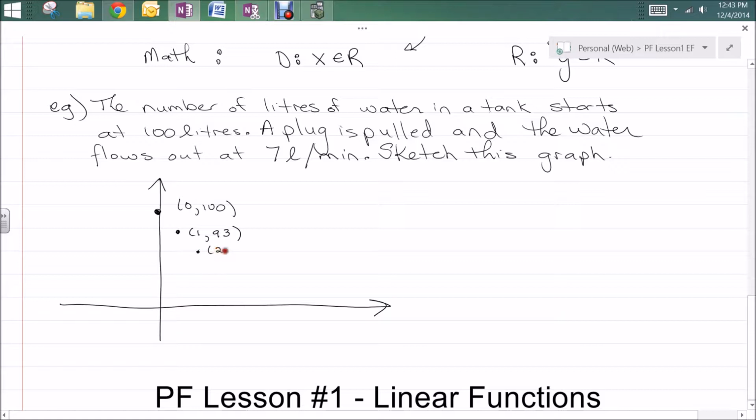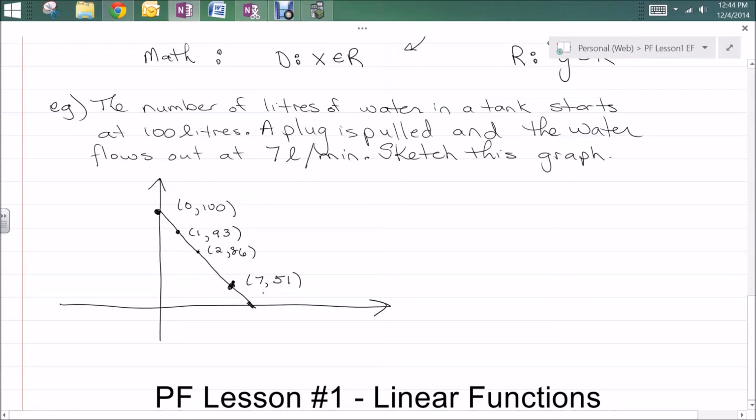And I can go at 2 minutes, and there'd be 7 less, so there'd be 86 liters of water in the tank. And so on and so forth. I can go at 7 minutes, and I'm just randomly choosing points. And if I did the math, there'd be 51 liters of water in the tank. And so on and so forth. Now this isn't necessarily drawn to scale. But if I looked at this graph, I'd get a straight line. I missed that point, so I'm just going to make it bigger. Okay? I'd get a straight line that looks something like this.